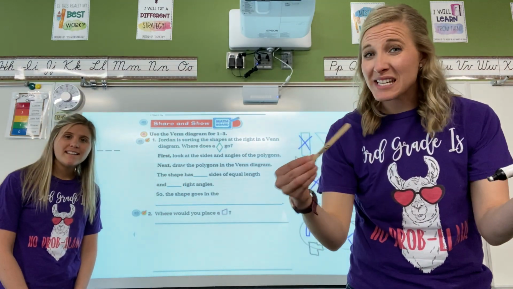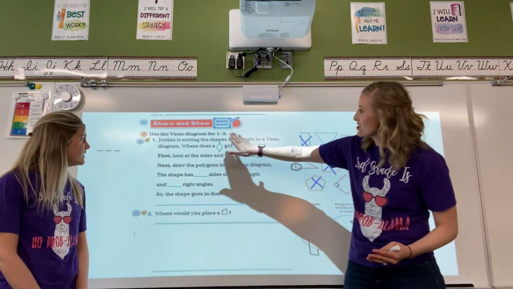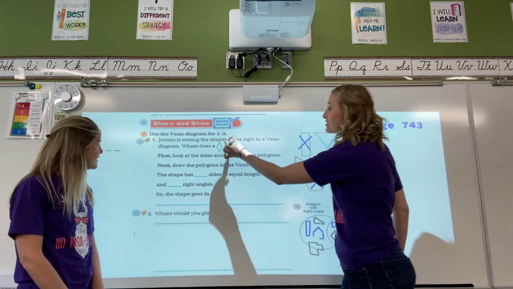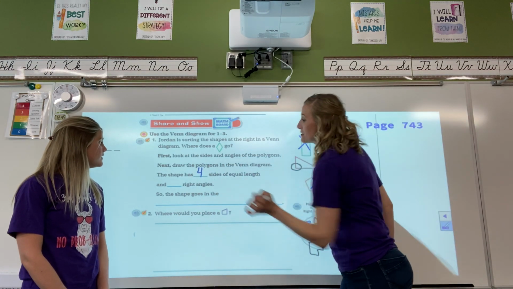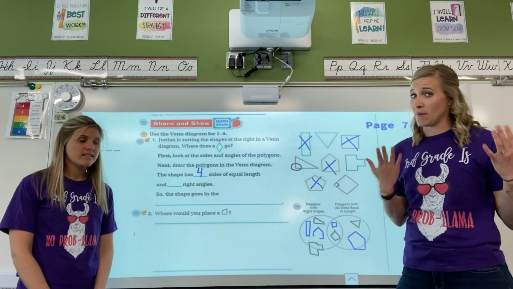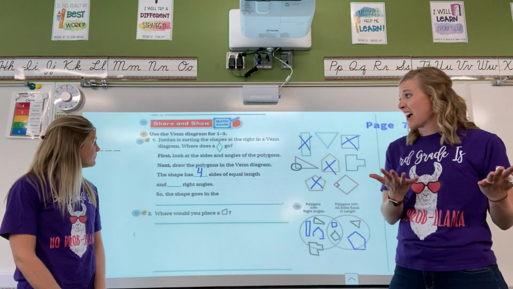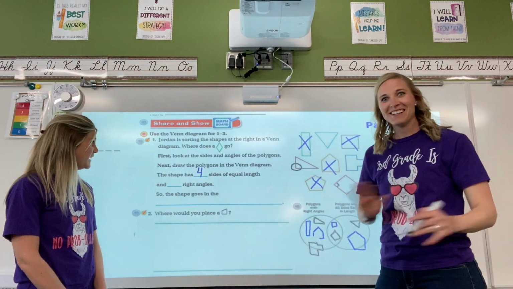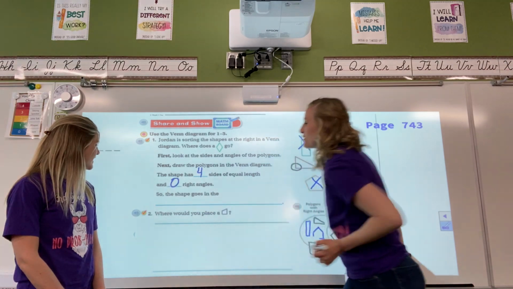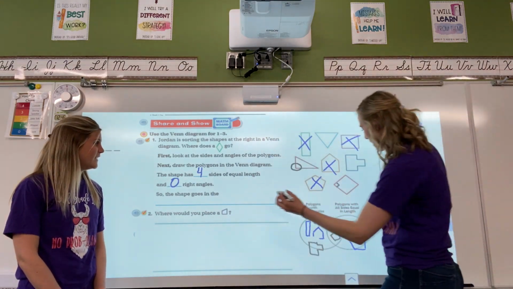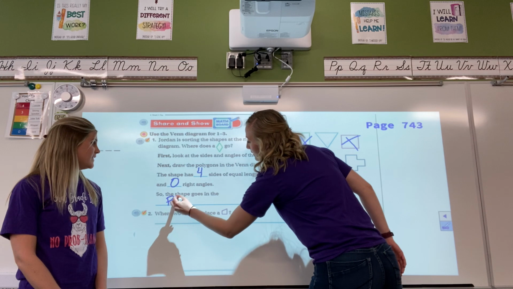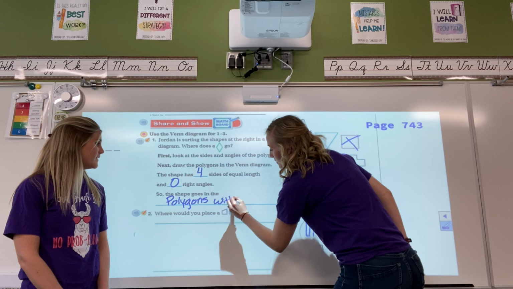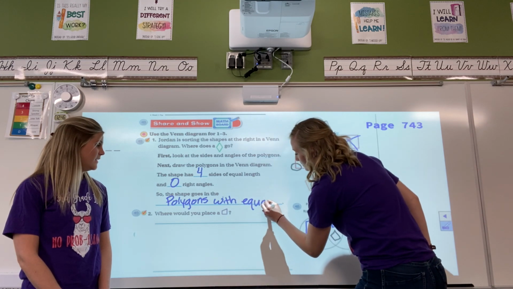Julian, how many sides are equal in this one? Look at that shape. You're right. They all have equal length. So it has 4 sides of equal length. Now I'm hoping you can help me again, Julian. How many right angles does it have? Whoa, he knew that one right away. He did. 0. So we know that this shape has to go with the polygons with equal sides. Awesome.